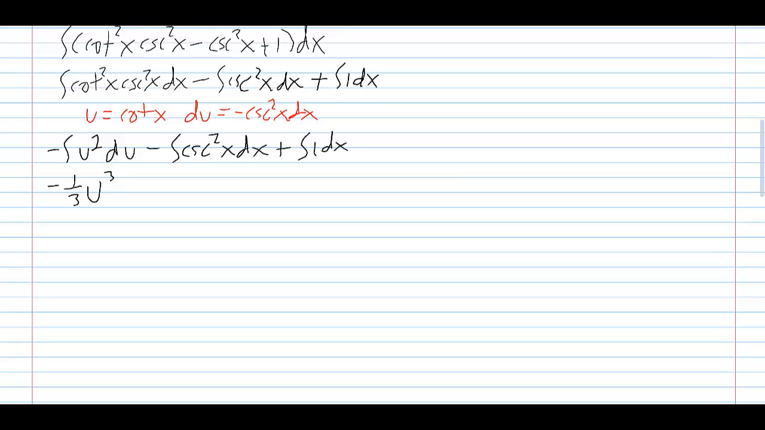And again, we know the antiderivative of cosecant squared is negative cotangent. So minus the negative gives us plus cotangent x. Antiderivative of 1 is x. Tack on a plus c, resubstitute, and we get a negative 1/3 cotangent cubed x plus cotangent x plus x plus c. And that's it. That's our antiderivative. So I hope you found that to be a pretty friendly trigonometric integral to attack. Thanks for watching.